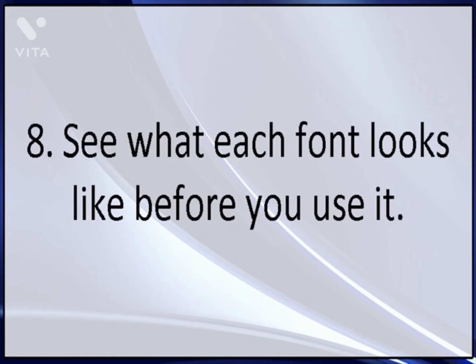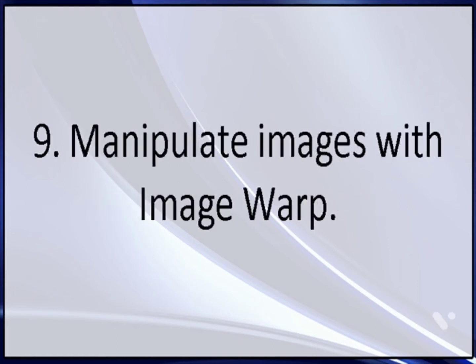8. See what each font looks like before you use it. Photoshop gets a "what you see is what you get" font drop-down menu. Now you don't have to keep text highlighted while you cycle through all the fonts until you get to the right one. 9. Manipulate images with Image Warp. Image Warp allows you to bend, peel, and stretch images the same way as type. Now you can put an image on a mug or soda can with ease.